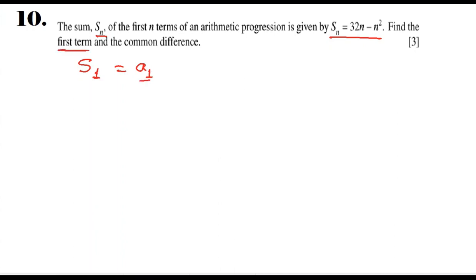They're saying find the first term. And that will be 32 times 1 minus 1 squared. So 32 minus 1, 31 is the first term. Within 10 seconds you get the first answer.